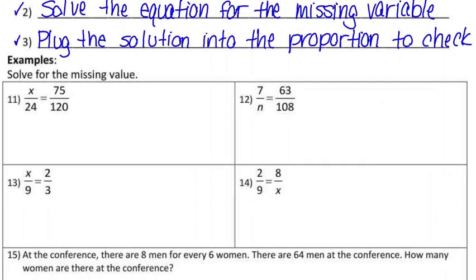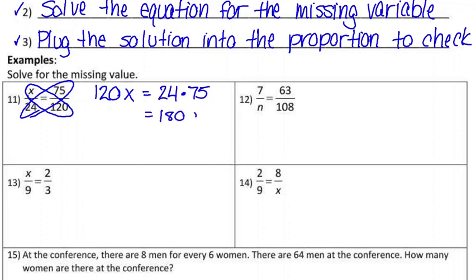So we're still going to do our cross multiply butterfly, but I'm going to start with wherever the variable is in this problem. So we have 120 times x, and we know that we can just squish them together to make multiplication. And then I have 24 times 75. I know that 24 times 75, I can use my calculator for this, and I get 1,800. I get 120x. Now my goal is to get x by itself, because I have to solve for that missing variable. These are stuck together by multiplication.